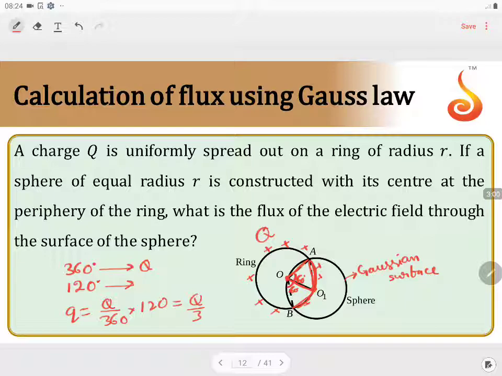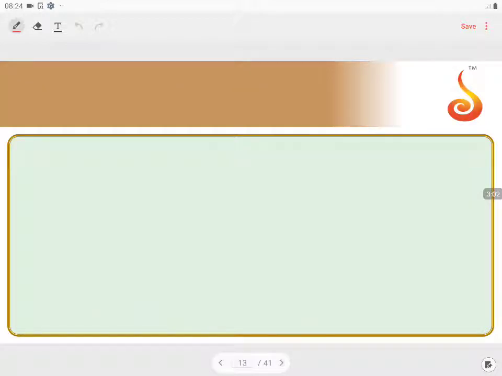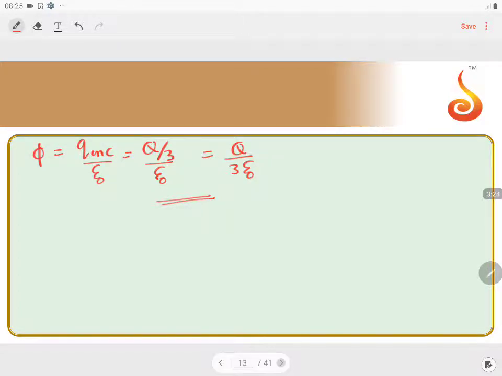If the charge inside the Gaussian surface is Q by 3, then what is the flux through the Gaussian surface? The electric flux through the Gaussian surface will be equal to Q enclosed divided by epsilon naught. So that is Q by 3 divided by epsilon naught, that is Q by 3 epsilon naught. So this is the right option: Q by 3 epsilon naught.